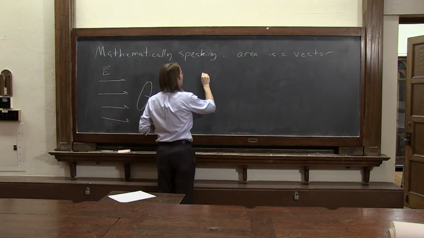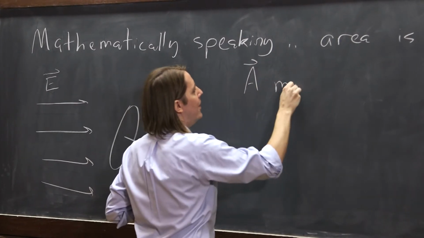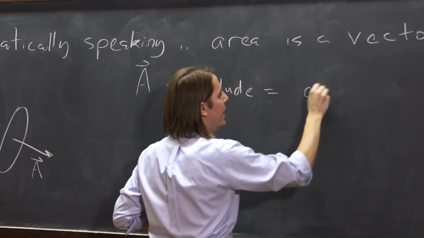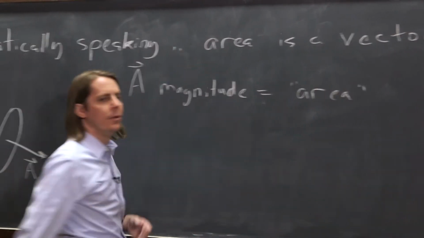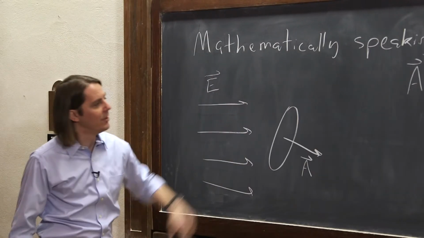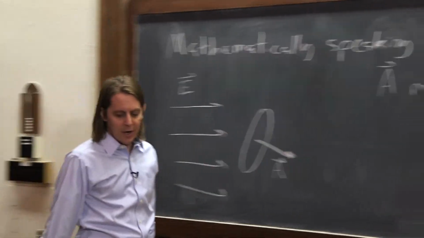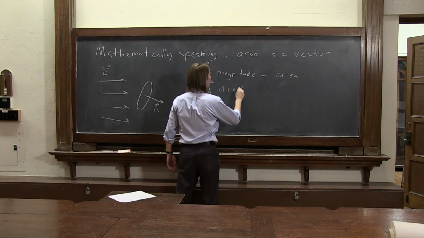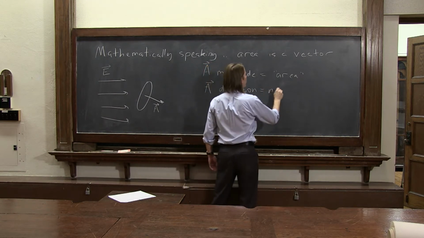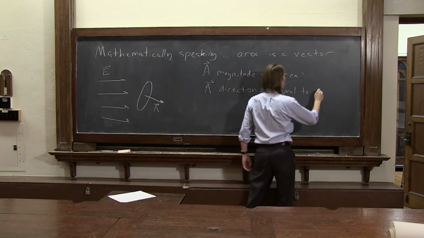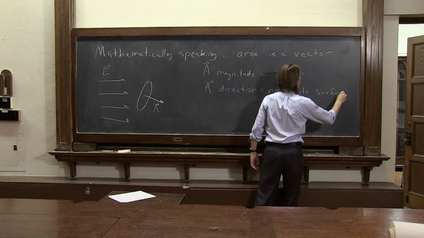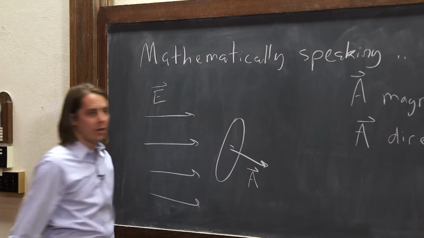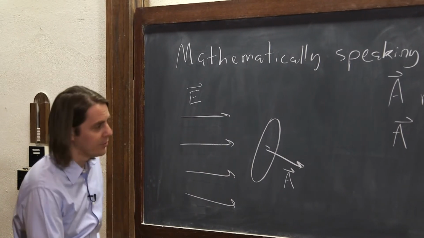So basically then the area vector magnitude equals just the area. You know, if it's 1 meter squared, then the magnitude of that vector is the area. The area vector direction is normal to the surface. Okay? So that's how I drew it here. You can see I drew the vector normal to the surface.